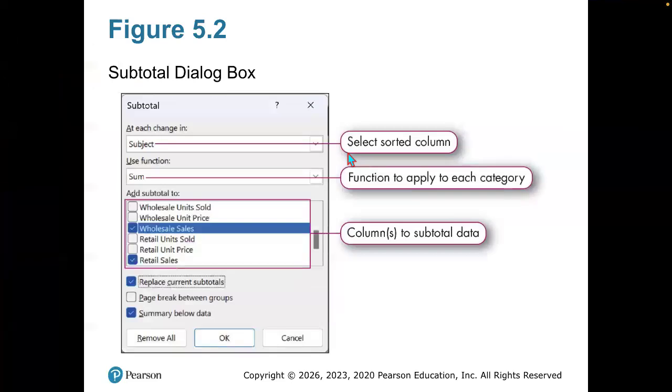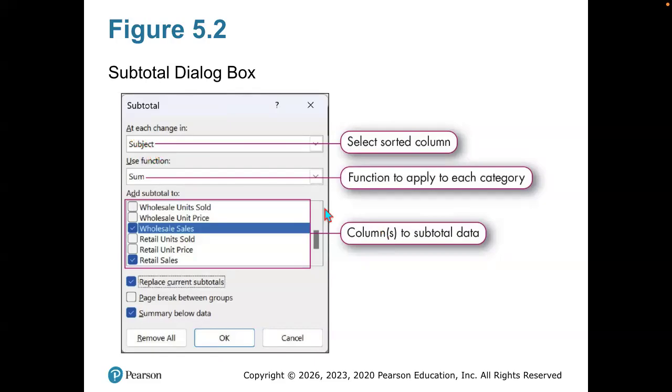I pretty much summed up a lot of what was going on here. They show a lot of the dialogue boxes but don't really show how to do it per se, so I wanted to take the time to walk through it a little bit. This is our subtotal dialog box, what we just had up. These are the columns that we choose to have a subtotal to. Again, we can choose whichever functions we want, and we can see over here, at each change in subject.